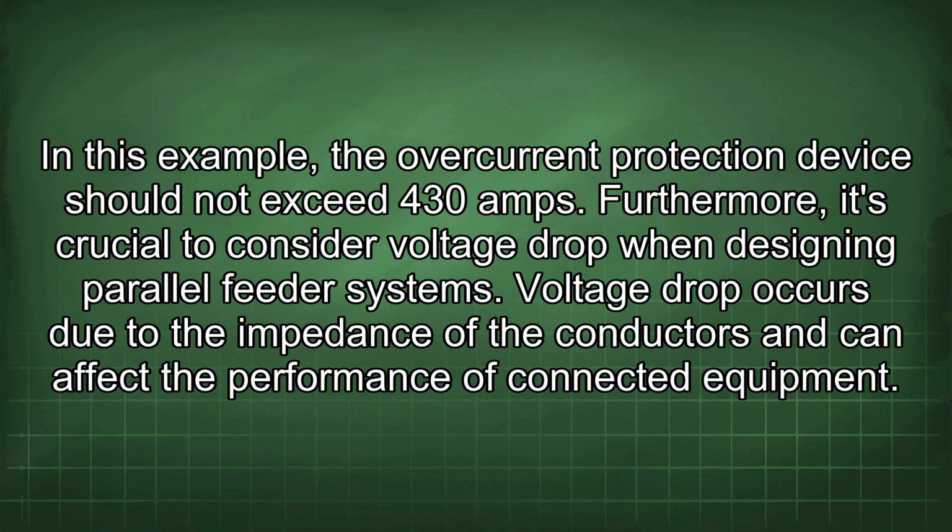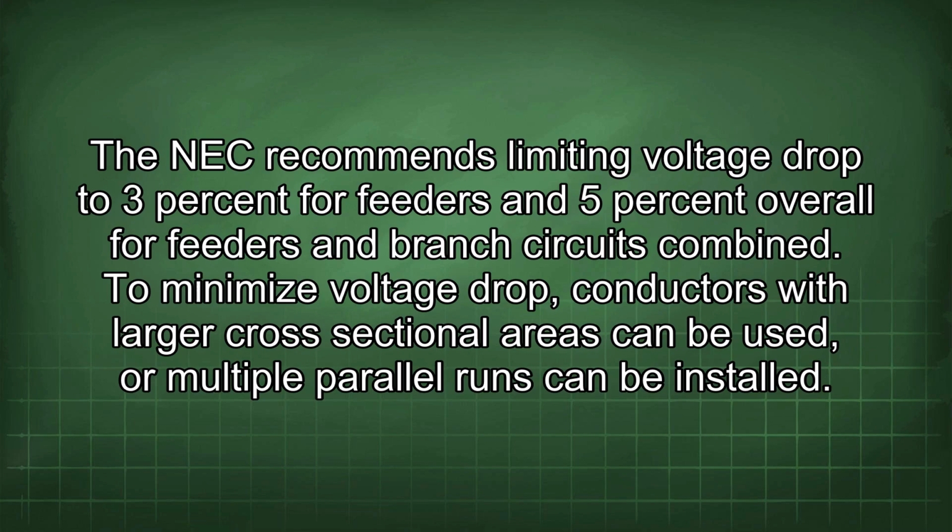Furthermore, it's crucial to consider voltage drop when designing parallel feeder systems. Voltage drop occurs due to the impedance of the conductors and can affect the performance of connected equipment. The NEC recommends limiting voltage drop to 3% for feeders and 5% overall for feeders and branch circuits combined. To minimize voltage drop, conductors with larger cross-sectional areas can be used, or multiple parallel runs can be installed.